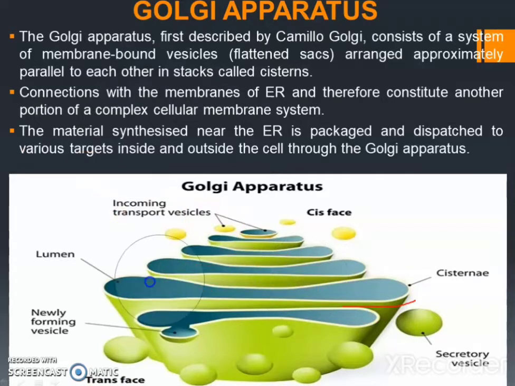Okay, clear with this, children? So how is the Golgi apparatus? The Golgi apparatus consists of a system of membrane bound vesicles. You can see many of the vesicles arranged parallel to each other in stacks, which are called cisterns. When these vesicles are arranged parallel to each other, we call those stacks cisterns.